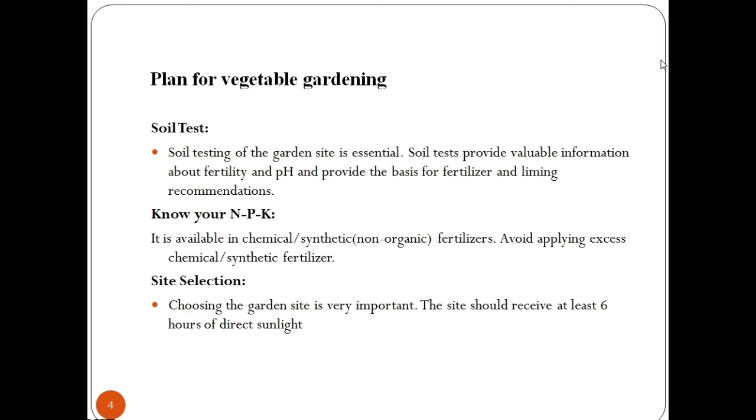Avoid applying excess chemical or synthetic fertilizer. It can damage roots or can reduce the availability of other elements. Another important component of vegetable gardening is site selection. Choosing the garden site is very important.